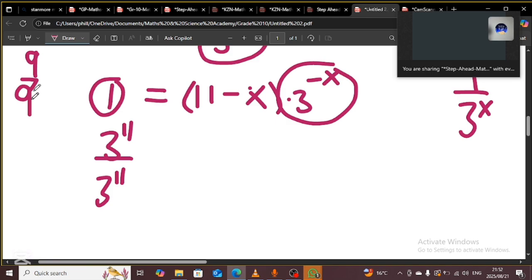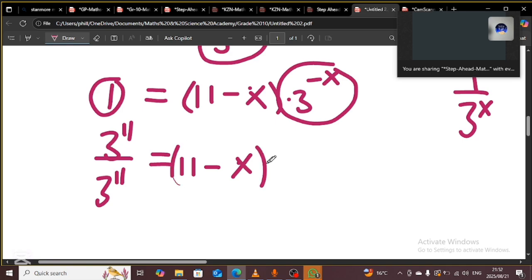Are you still there? Bear with me. So this is 11 minus x and then times 3 to the power of negative x. So, even the mouse is complaining. So yeah, this is long. So this is negative x.